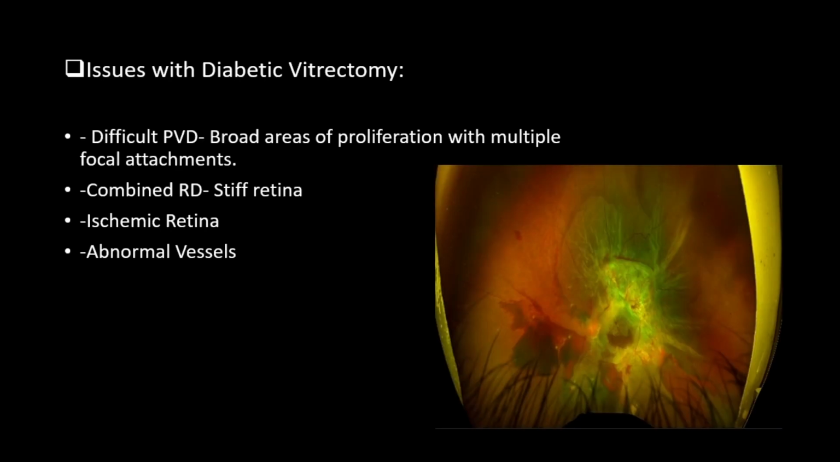Some of the issues related to diabetic vitrectomies are they have broad areas of proliferations with multiple focal attachments, which makes induction of PVD very difficult, and in doing so can induce iatrogenic tears. Also, they can have combined rhegmatogenous detachment where the retina is stiff and small breaks can be hidden under polyps, which can be missed intraoperatively, and later they can present with recurrent retinal detachment. They also have issues of ischemic retina due to poor perfusion of the disc and retina. Added to it, the abnormal vessels can bleed during surgeries and increase the complexity of the surgeries.